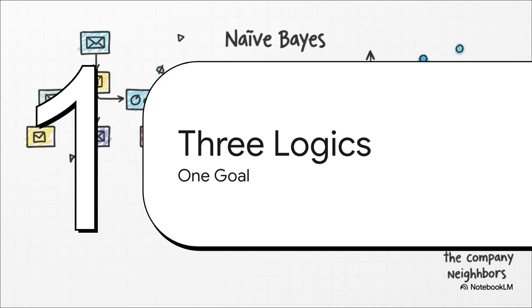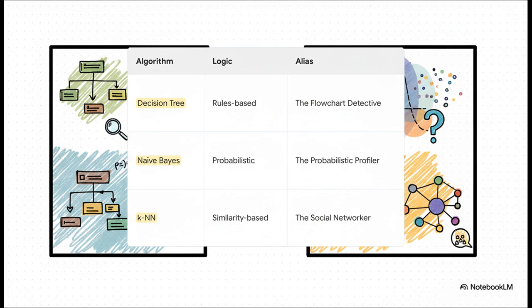So there you have it. We've met the rule follower, the odds maker, and the social networker. 3 totally different ways of thinking, 3 fundamentally different logics, all of them sharing one single goal: to make an accurate prediction. Let's just put them all side by side for a second. Our flowchart detective, the decision tree, uses a rigid rules-based logic. Our probabilistic profiler, naive Bayes, uses the flexible logic of probability and odds. And our social networker, KNN, relies on the simple, intuitive logic of similarity and just being close by. 3 different paths, all leading to the same destination.